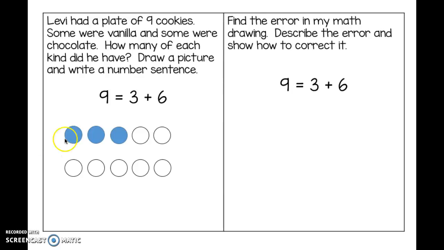All right, so here's what I did. I have my number sentence. He had 9 cookies. Some were vanilla and some were chocolate. So here are my parts. Here's my math drawing that goes with it.